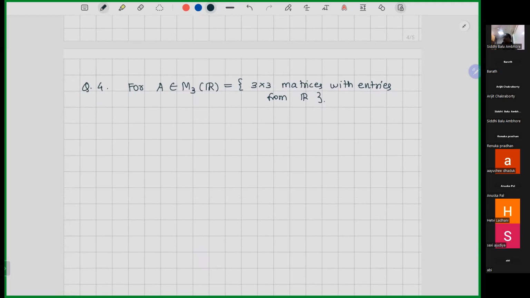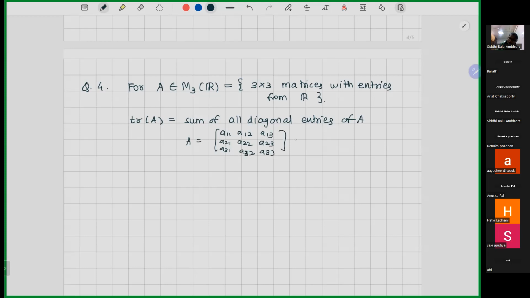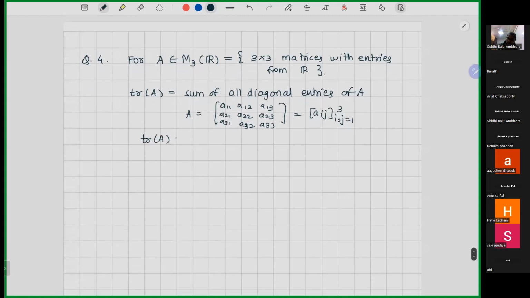Okay, so let us go to our next question. Again, for this question, we are working on 3 cross 3 matrices over R, and this TRA is called the trace of A, and it is the sum of all diagonal entries of A. So if I write A as A11, A12, A13, A21, A22, A23, A31, A32, and A33, or in shorthand like this from 1 to 3, then the trace of A will be just A11 plus A22 plus A33. Okay, this addition of these elements is the trace.